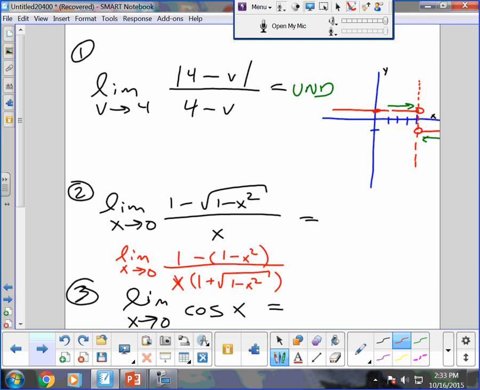I multiply the top and bottom by the conjugate of 1 plus the square root of 1 minus x squared. And then what happens, and we know this has to happen, the 1's cancel, and I get a positive x squared. And then the x cancels, so this becomes limit as x goes.